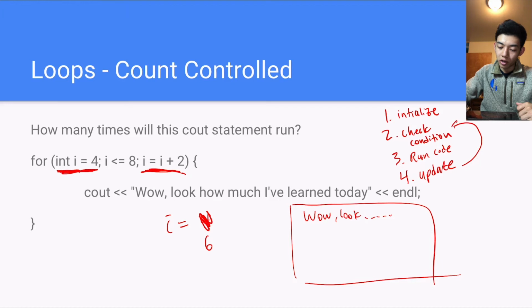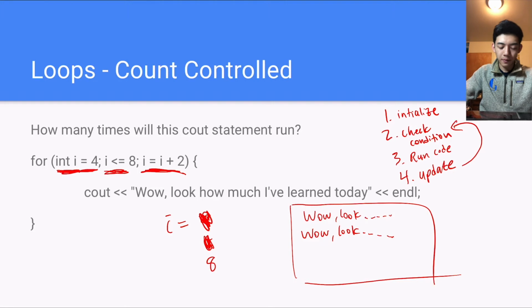And now we're going to go back to step 2, remember? So now we're going to check our condition again. Here's our condition. Is 6 less than or equal to 8? Yes, great. So now go to step 3, run our code. Again, we're going to print out, "Wow, look at how much I've learned today," blah, blah, blah. And then we're going to update i. So now i is 6, and we're going to add 2 to 6, and now i becomes, say it with me, 8.